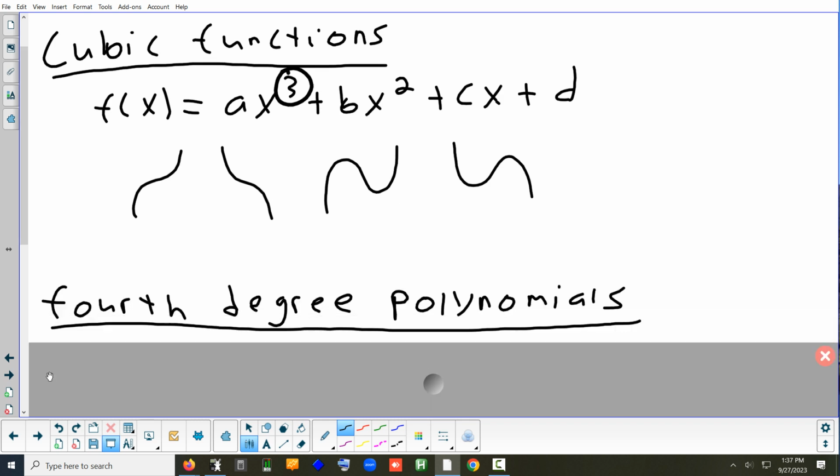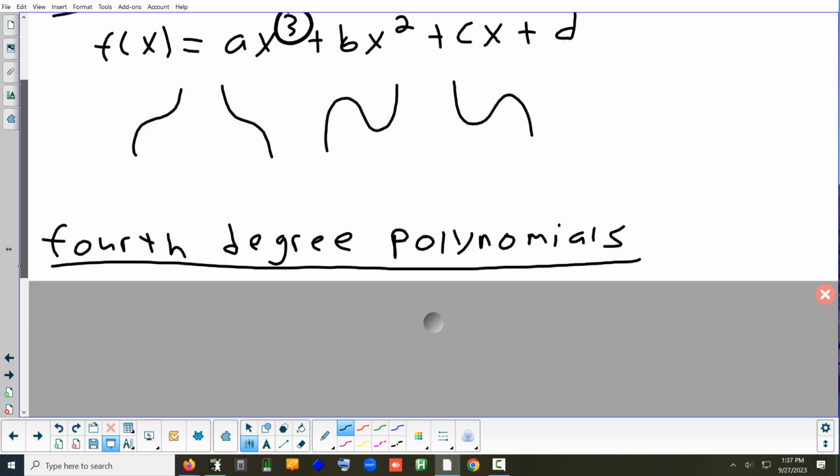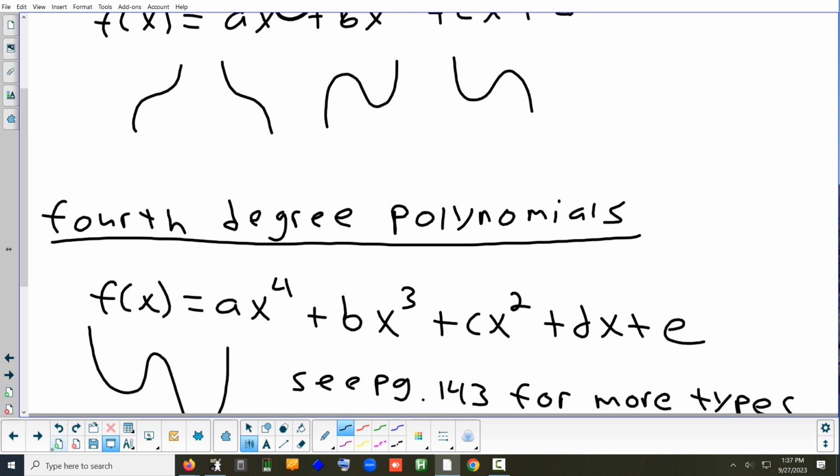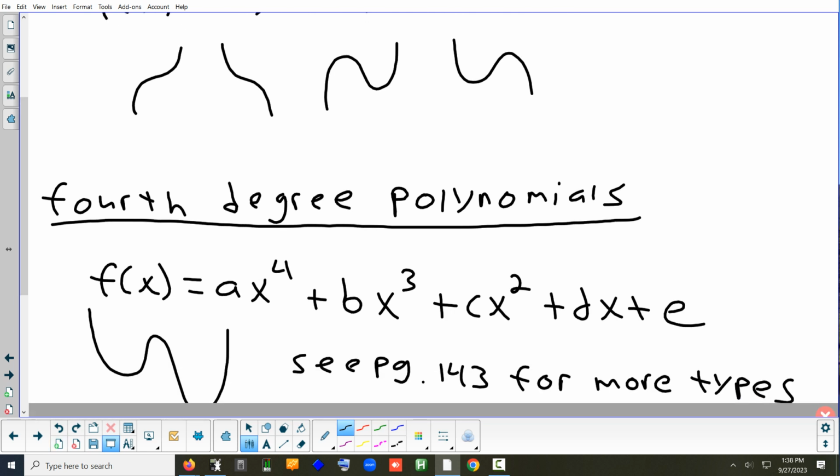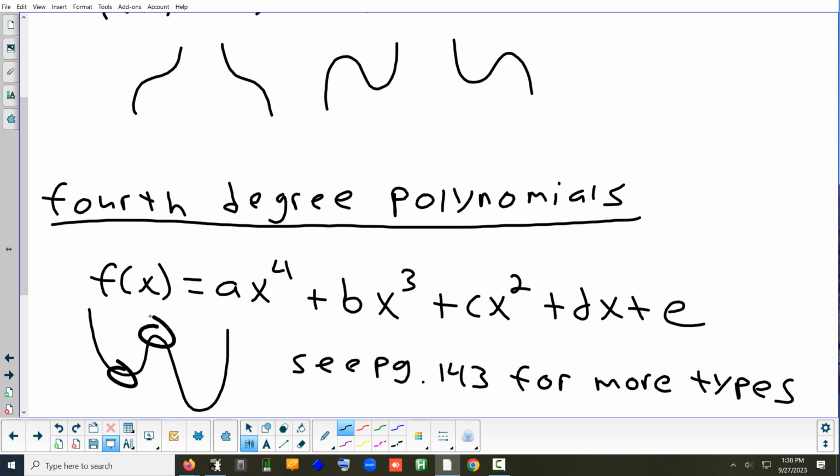Now, how about a 4th degree polynomial? The highest exponent would be a 4. So how many times could the graph turn at most? Bruce? 3? Yeah, it could turn 3 times and give you kind of like a W shape. That's a turn, that's a turn, that's a turn. 3 turns. And it's not a guarantee it turns 3 times, it's just a maximum.